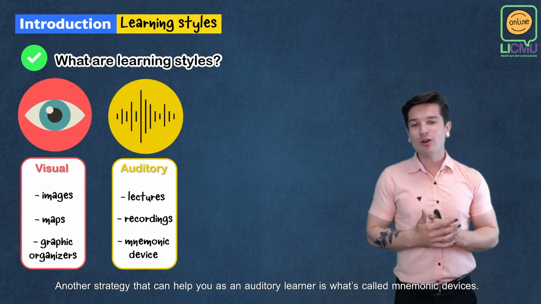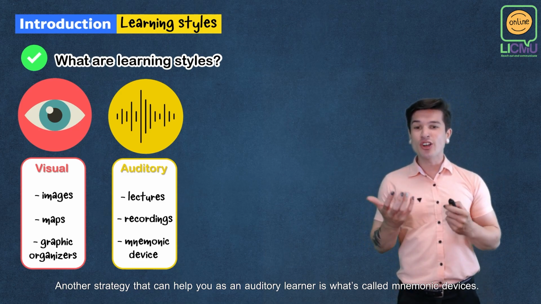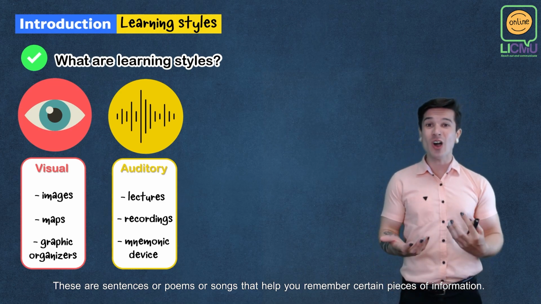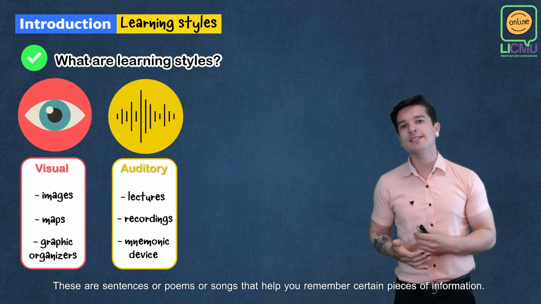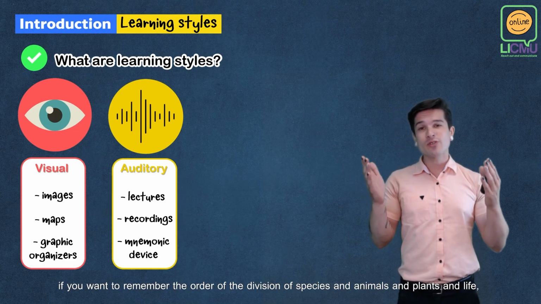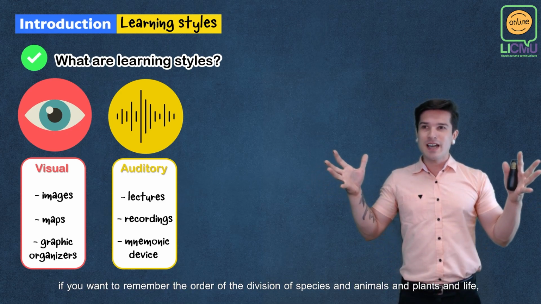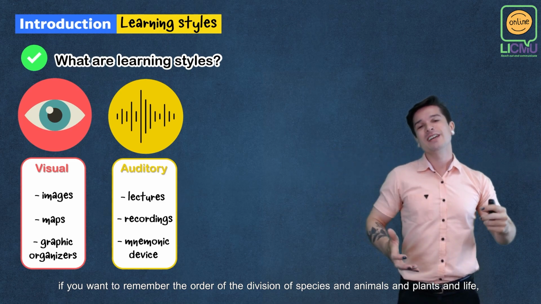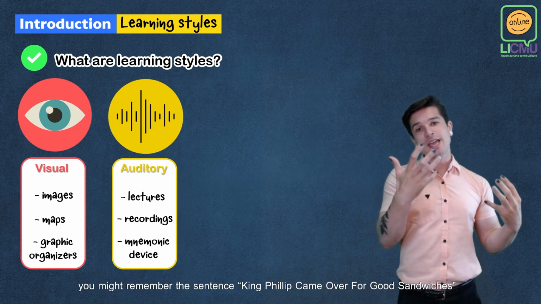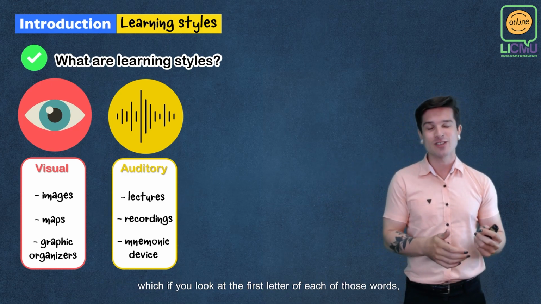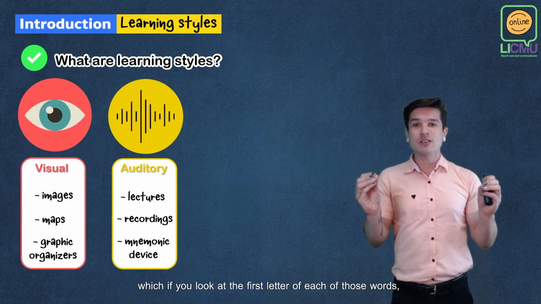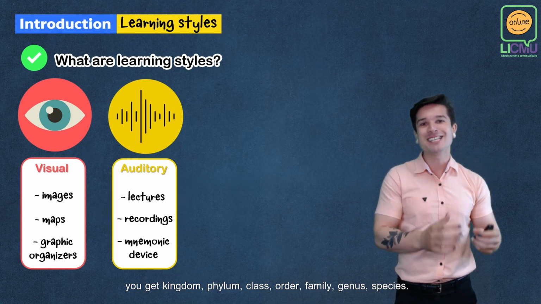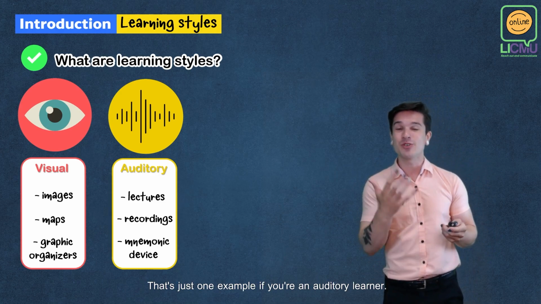Another strategy that can help you as an auditory learner is what's called mnemonic devices. These are sentences or poems or songs that help you remember certain pieces of information. For example, if you want to remember the order of the division of species and animals and plants and life, you might remember the sentence, King Philip came over for good sandwiches, which if you look at the first letter of each of those words, you get kingdom, phylum, class, order, family, genus, species. That's just one example if you're an auditory learner.